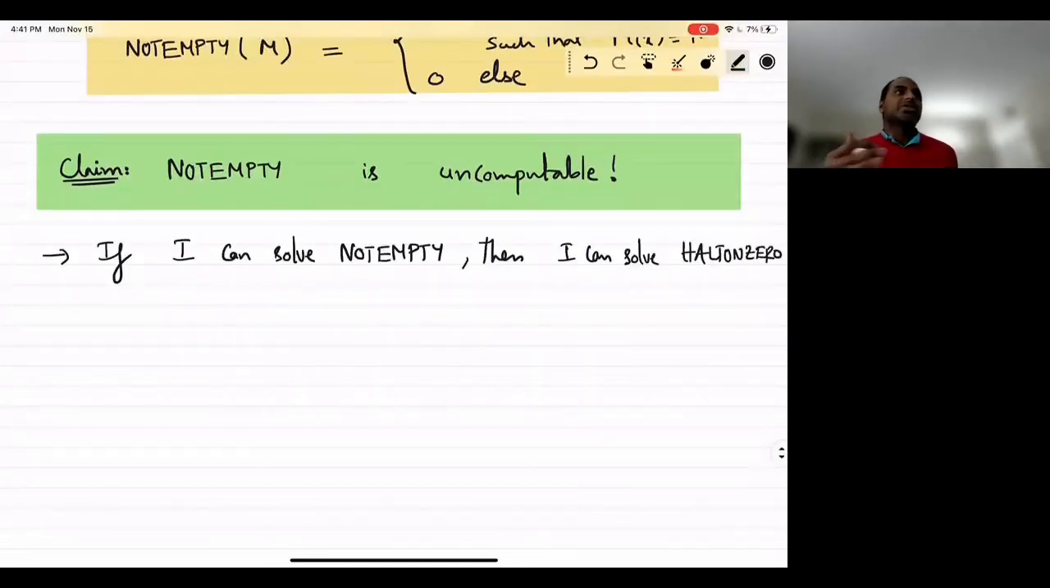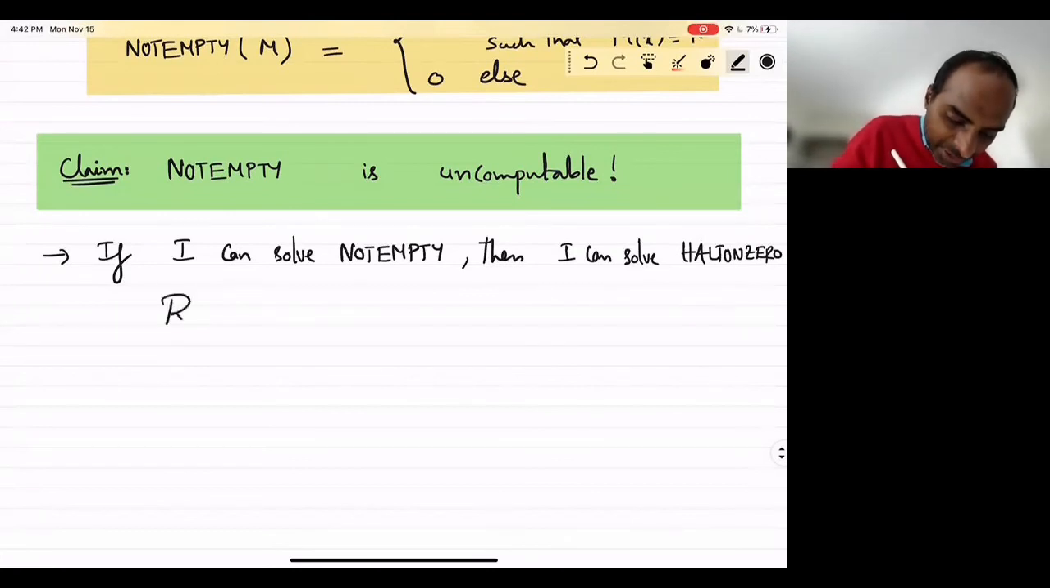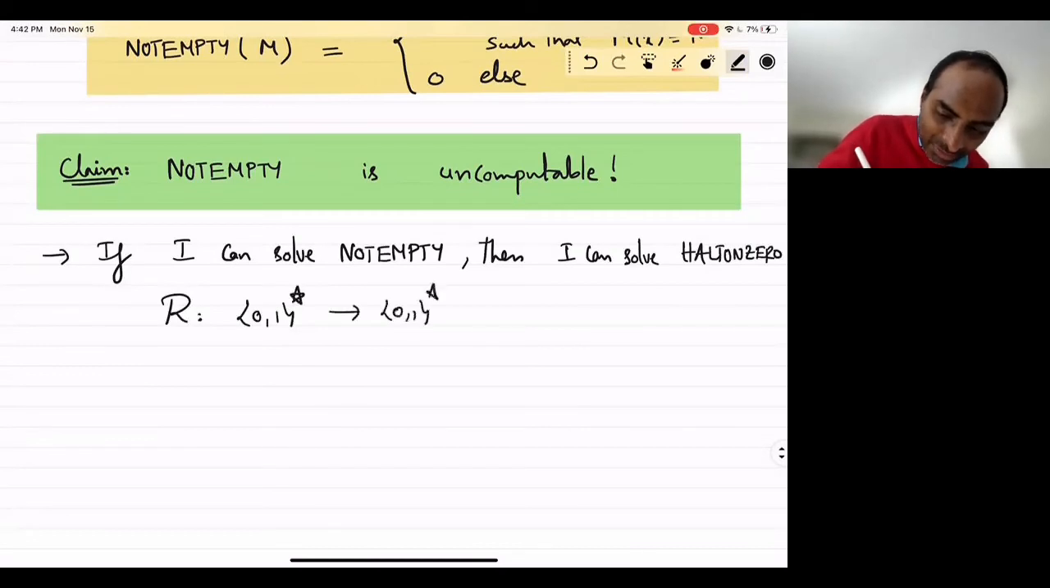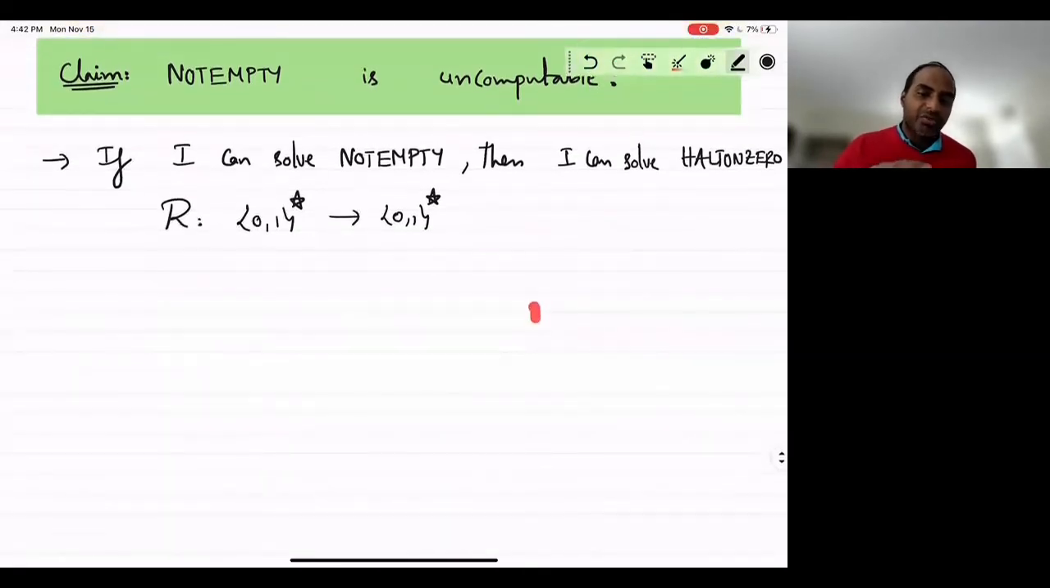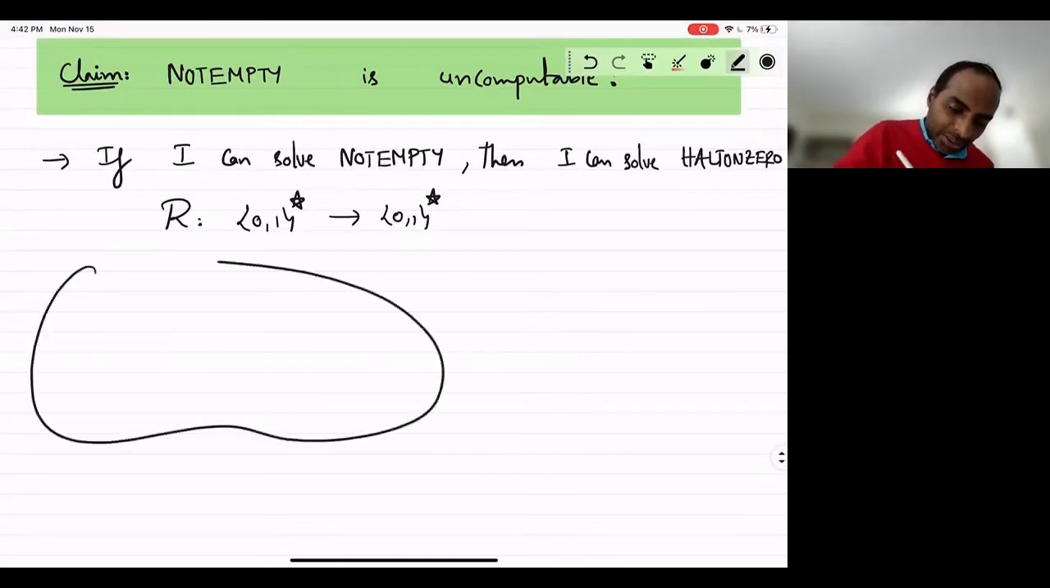Okay. You could show it for halt on 0. Any one of those would be enough to show not empty is uncomputable. Again, by contrapositive, right? We just argued that halt on 0 is uncomputable. But if not empty is computable, then halt on 0 is computable. So you get a contradiction. Okay. And we are going to do that again by a reduction. So remember, we want an algorithmic transformation which takes inputs for one problem into inputs for the other. In this case, we are reducing from halt on 0 to not empty, right?